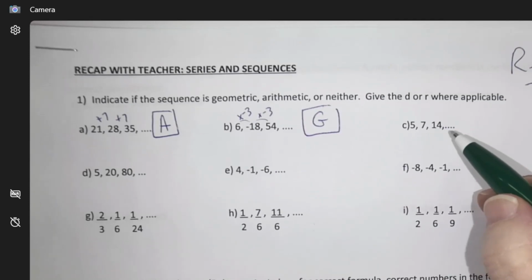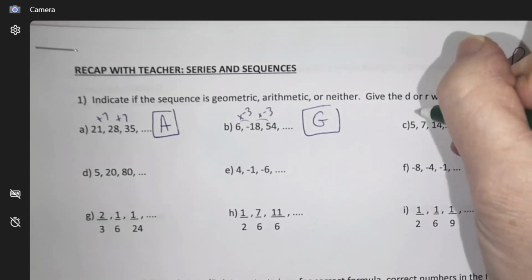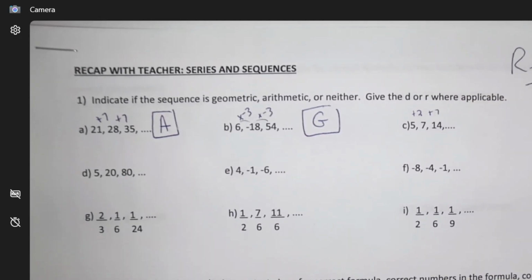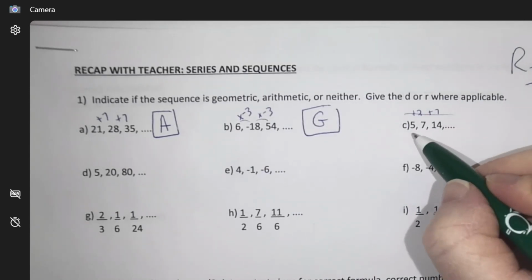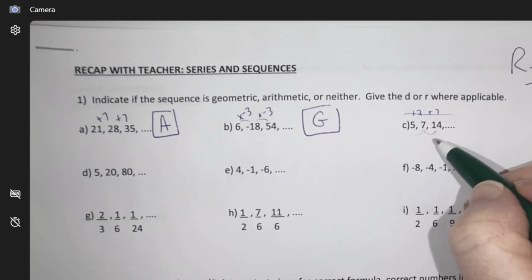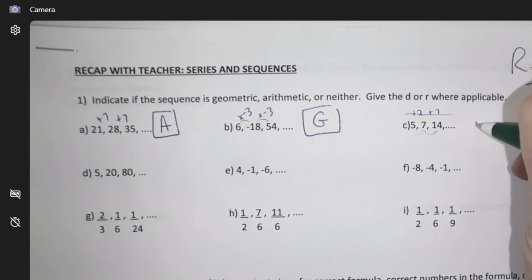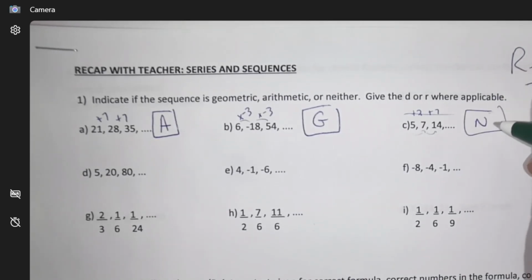Okay, so if I test this one out with adding, I would have to add 2. From there to there, I'd have to add 7. So no, that's not arithmetic. What do you think about geometric? Would you times and times the same thing? No. So this is neither. It's nothing. Okay, do you see how I tried to trick you on that one? Because I did an add by 2 and a times by 2 to see if I could trick you, but you can't do that.